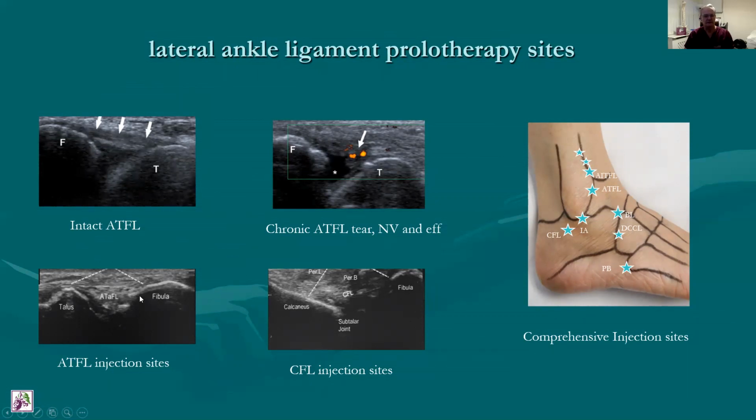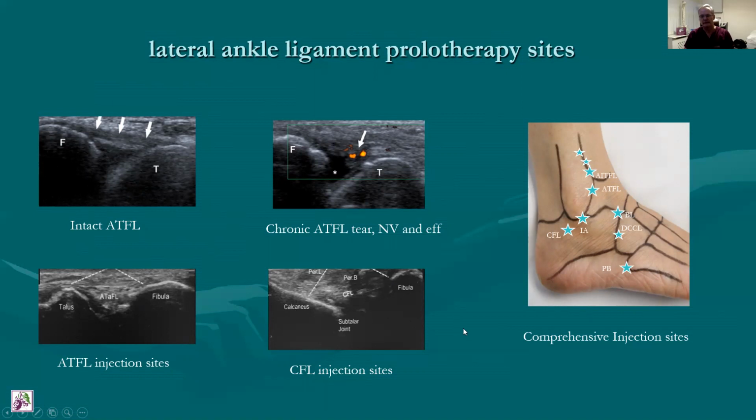Now on this slide, you'll see some of the needle pathways where you can inject either end of the ATFL. And this ultrasound image shows some of the needle pathways to inject either end of the calcaneofibular ligament, running under the peroneal tendons from fibula to calcaneus.